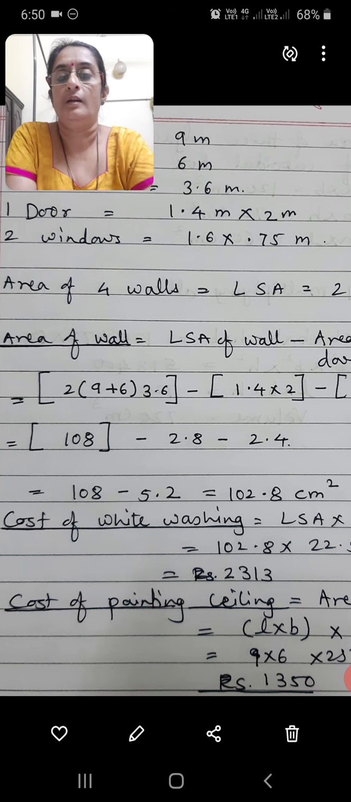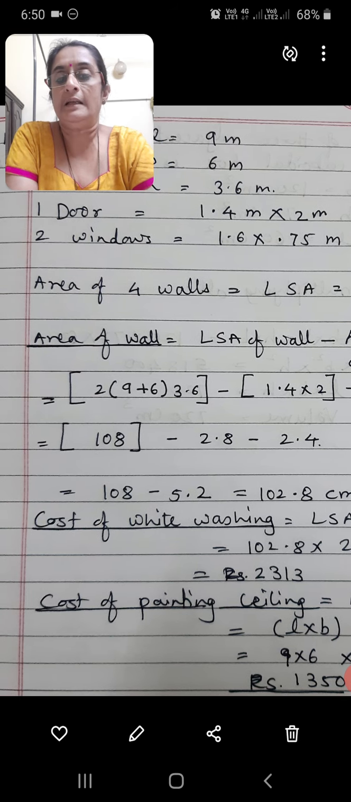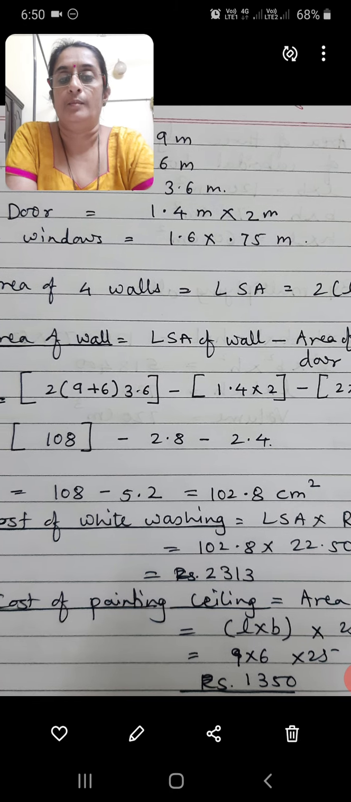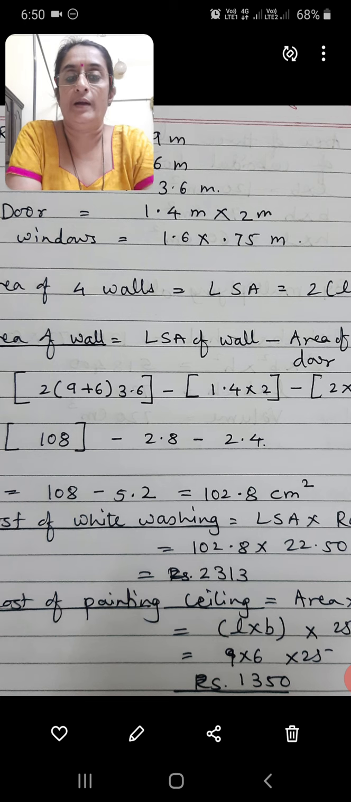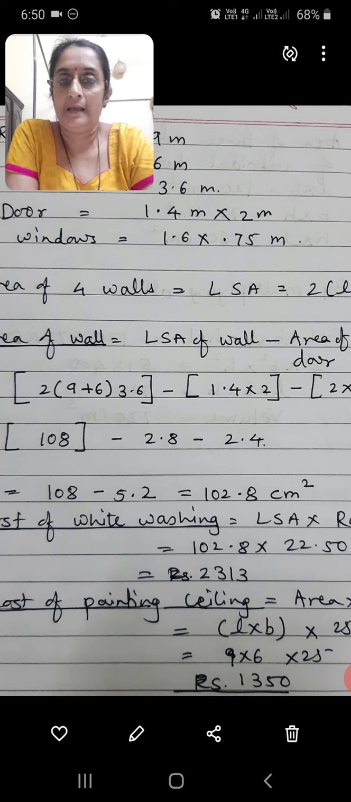So when you solve, the LSA of the wall will be 108. From that subtract the area of the door, that is 2.8. From that subtract the area of the two windows, that is 2.4. When we do that, we will get 102.8 meter square. So that is the total area of the walls, leaving the windows and door.